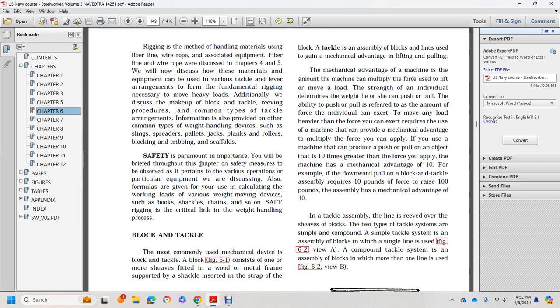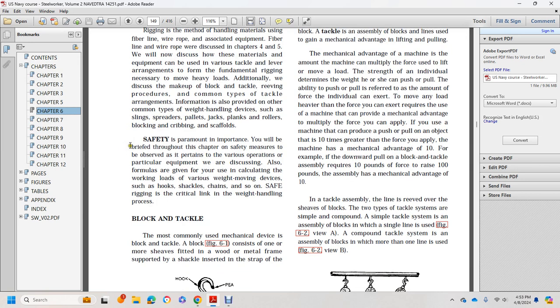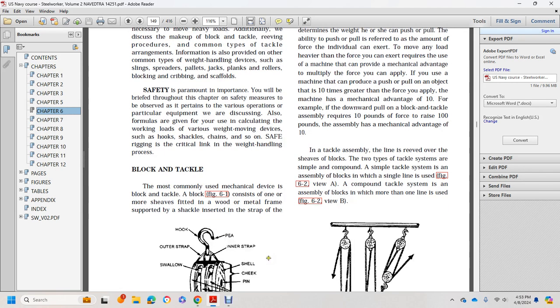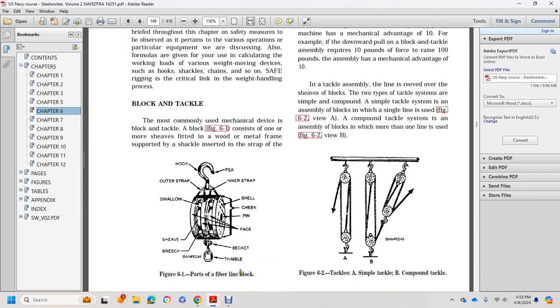Block and tackle is the most commonly used mechanical device. A block, figure 6-1, consists of one or more sheaves fitted within a wood or metal frame, supported with straps. The parts of a fiber line block are your hook, pin, inner strap, outer strap, swallow, shell, cheek, pin, face, sheave, breech, bracket, and thimble.